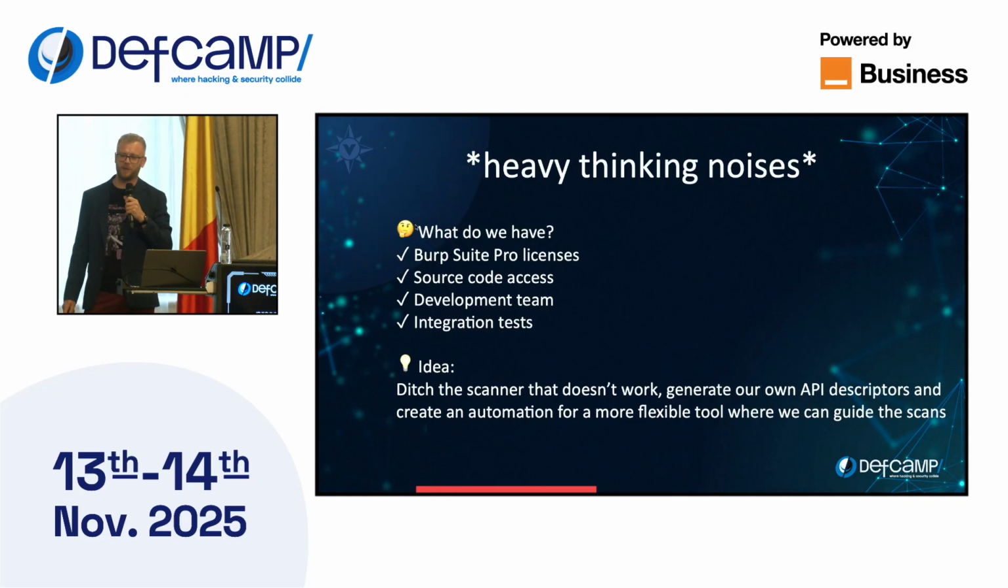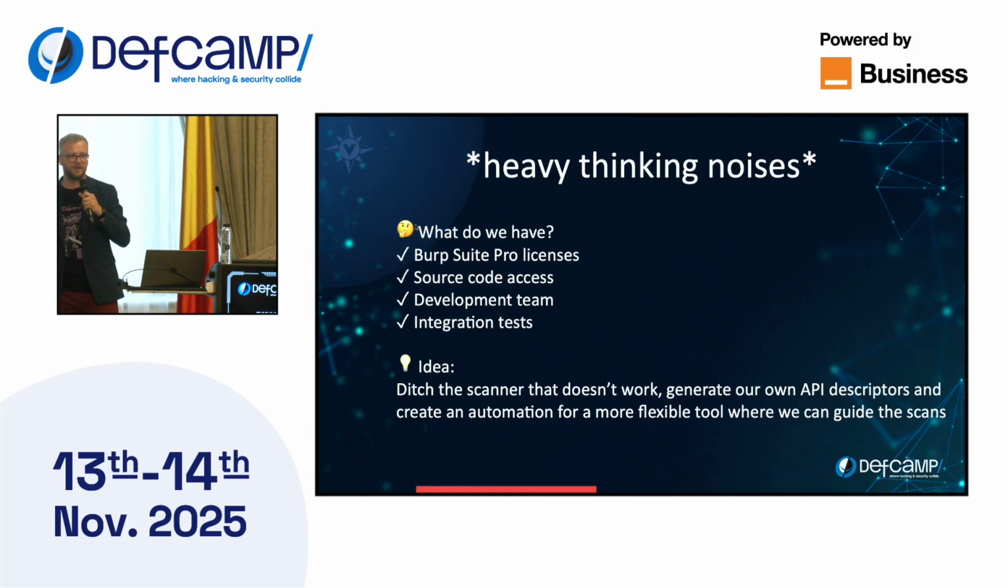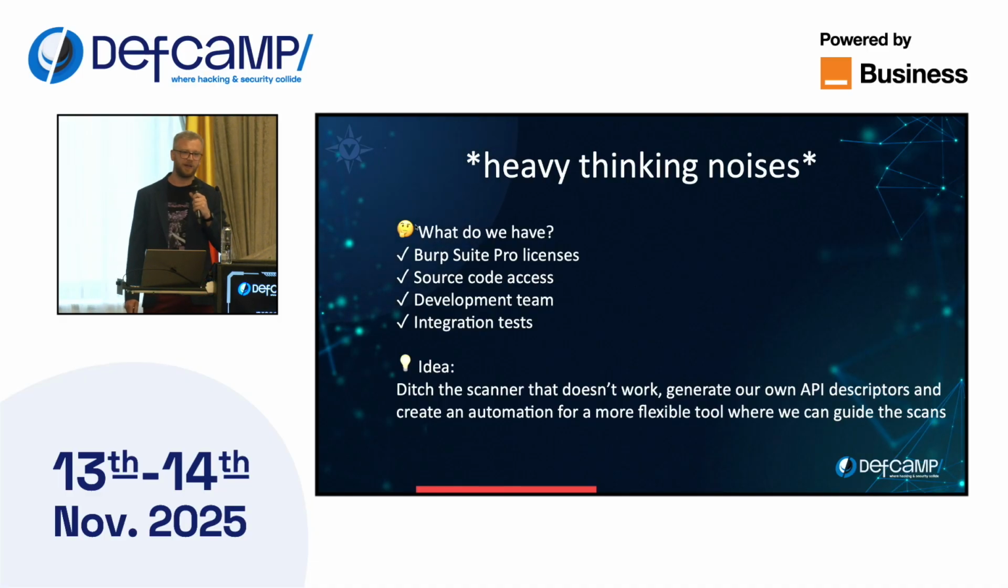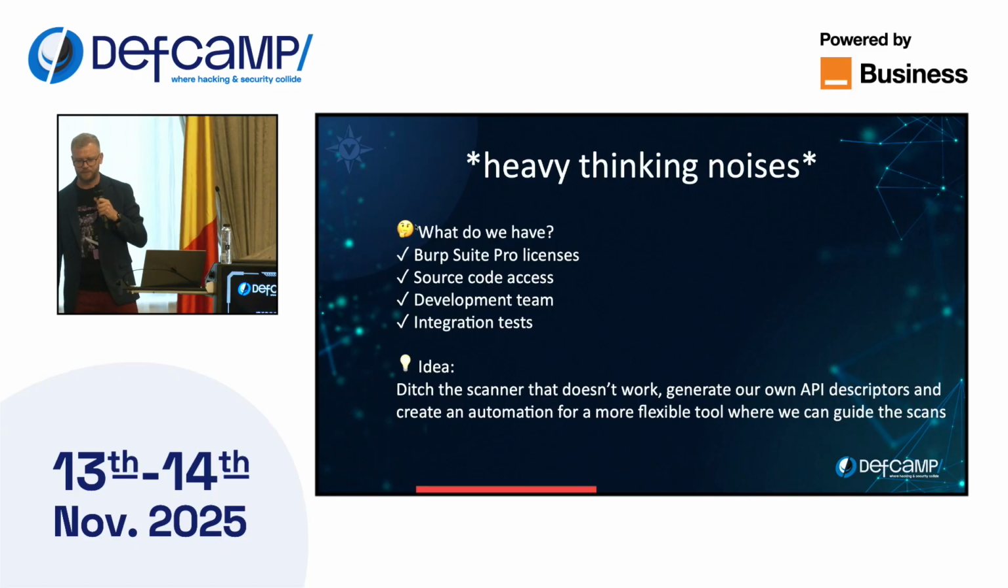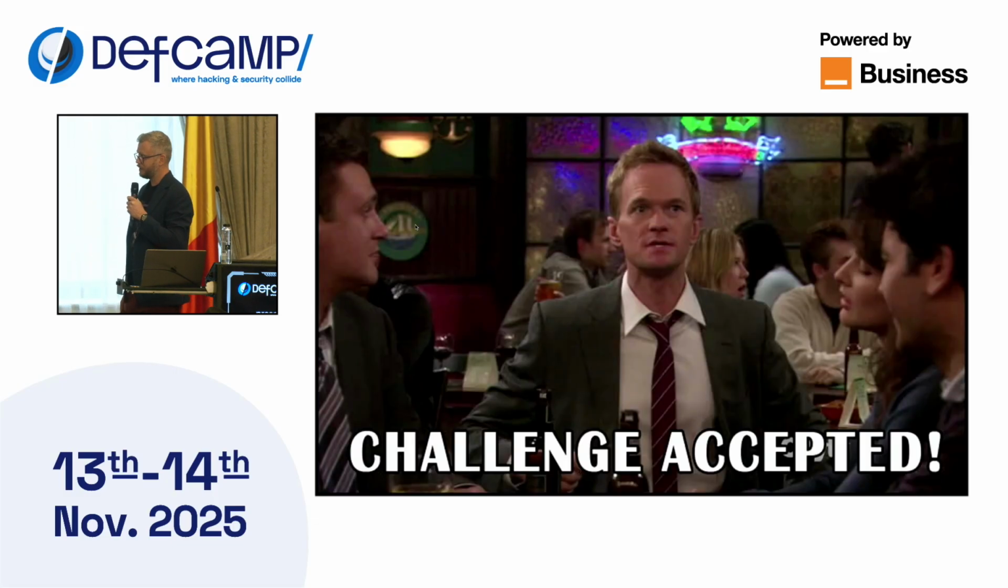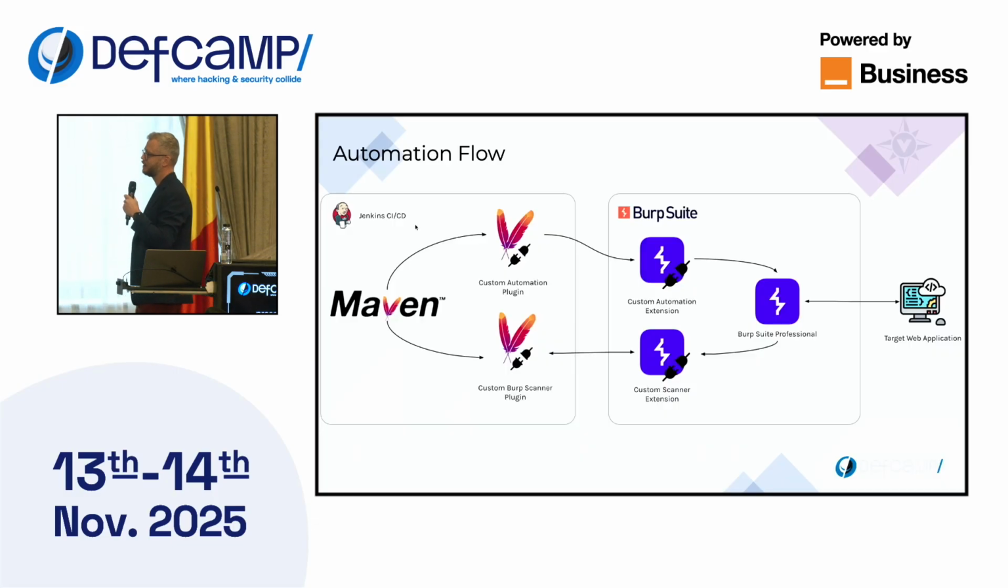So we wanted to generate our own API descriptors by parsing the code using abstract syntax trees and all the bells and whistles. We have also identified that there were a few endpoints that actually used enums, so static values, which is awesome because we can then generate permutations for those endpoints, and then create an automation that is more flexible and basically can guide the scans. It can do a little bit of hand-holding, right? Alrighty, so challenge accepted. Let's get started.